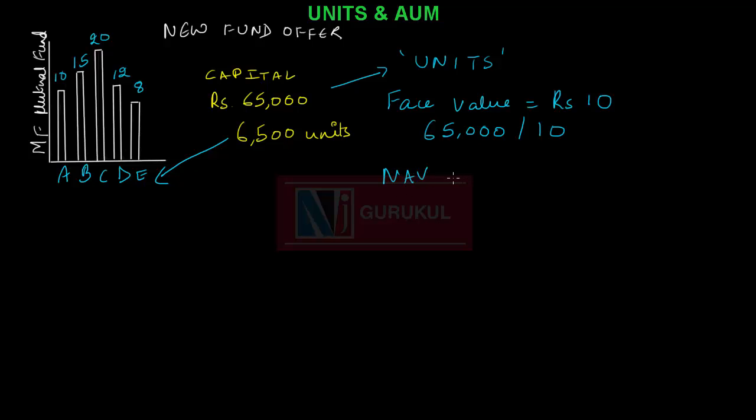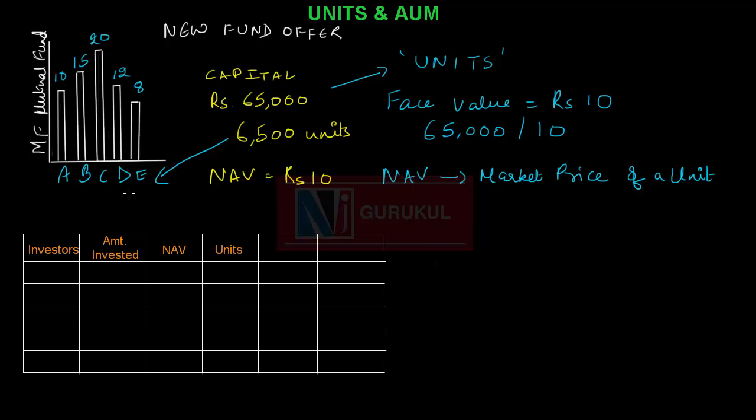Now what is this NAV? NAV is nothing but the market price of a unit. We will discuss a lot about NAV in detail later. For now, since we assumed it is a new fund offer, the NAV is equal to the face value. So, our NAV is equal to rupees 10. Now let's see how many units each investor will get.